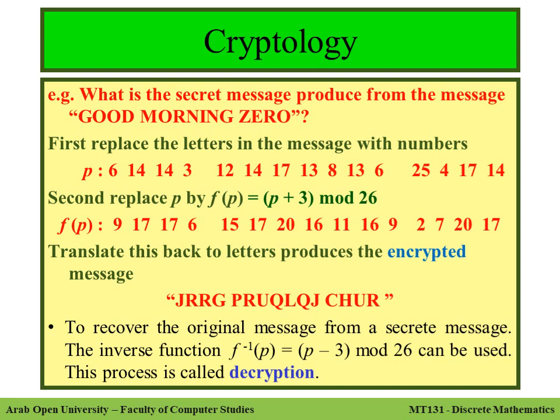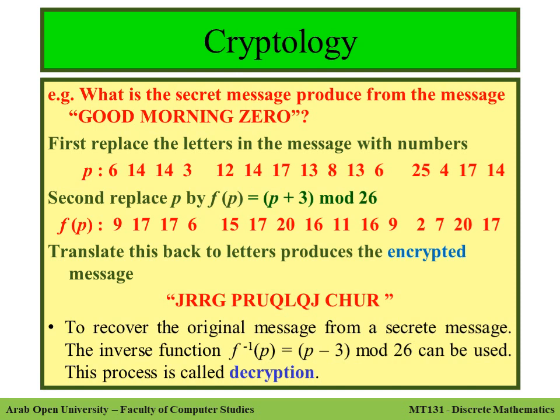If you apply the encryption, 25 plus 3 is 28, so apply the modulo relation. 28 mod 26 is equal to 2. Then I divide 28 by 26, the quotient will be 1, the remainder will be 2. The remaining letters are easy: 4 plus 3 is 7, 17 plus 3 is 20, and 14 plus 3 is equal to 17. There is one more thing to do now to get the encrypted message.